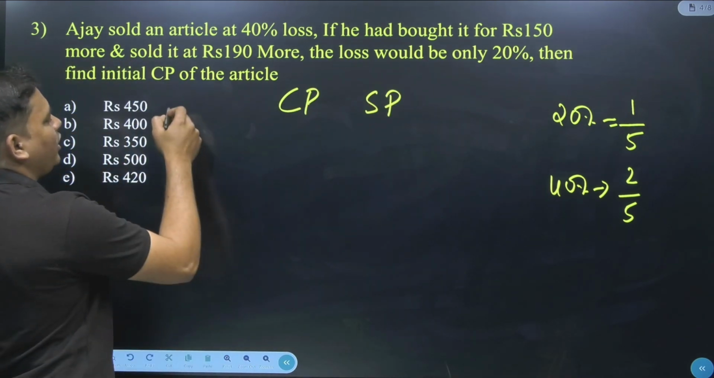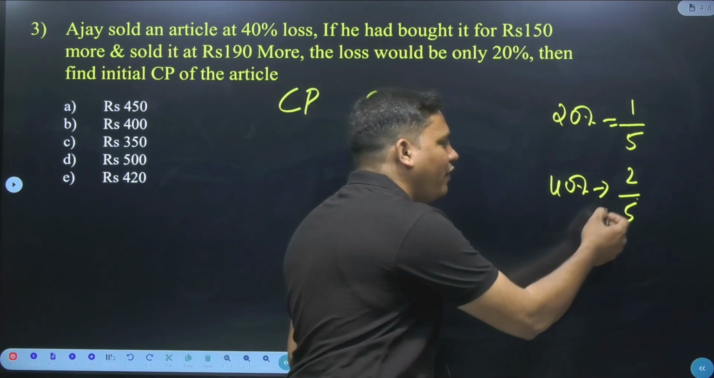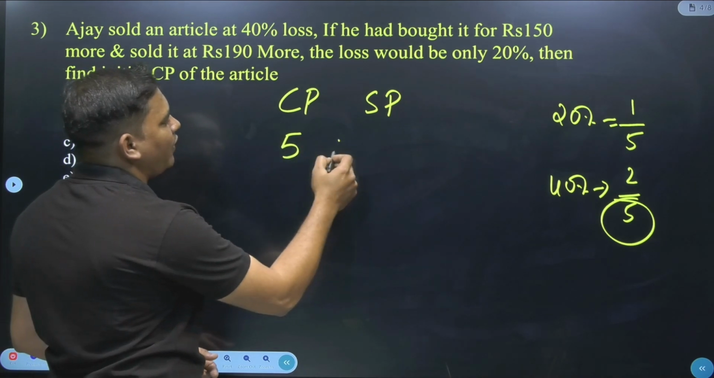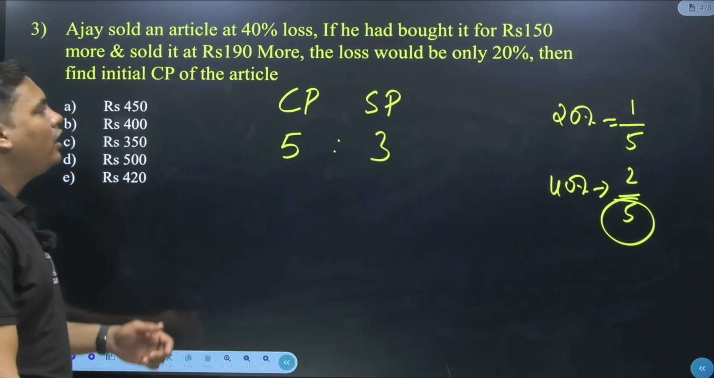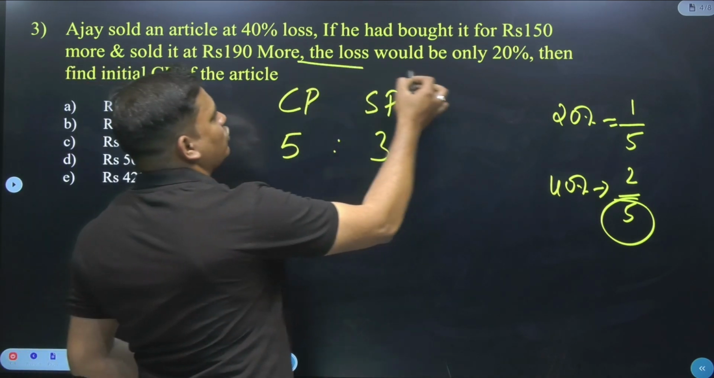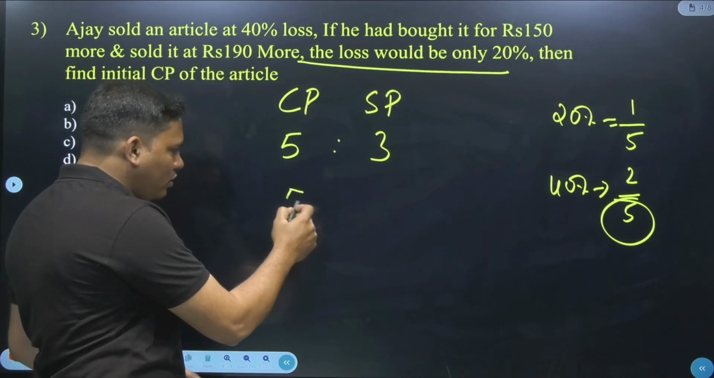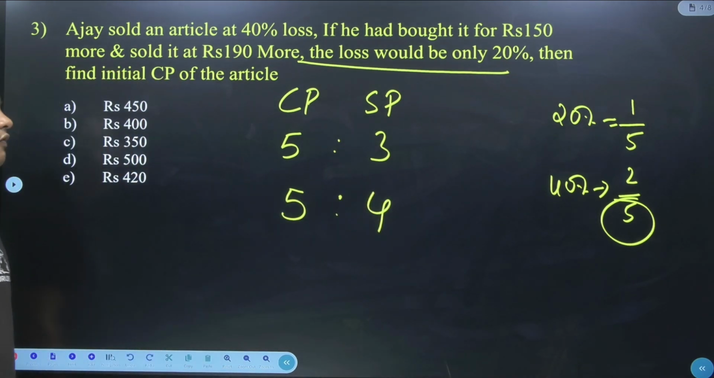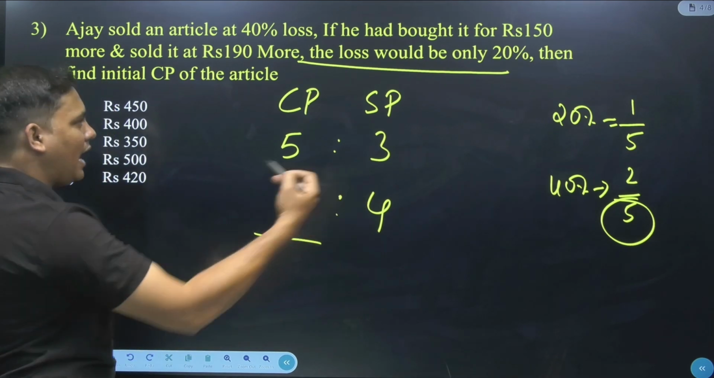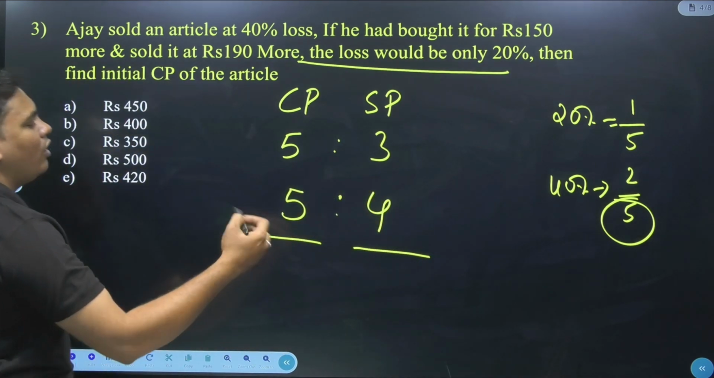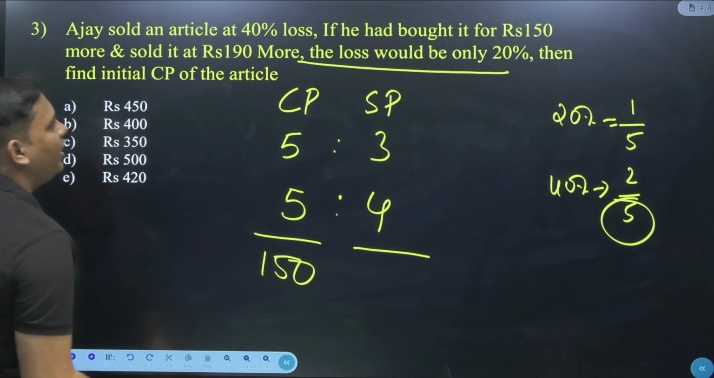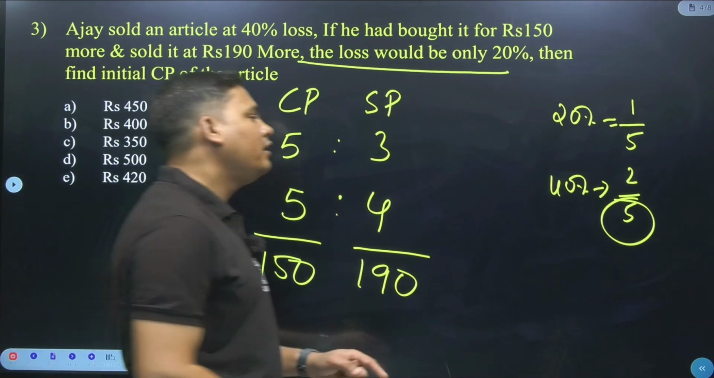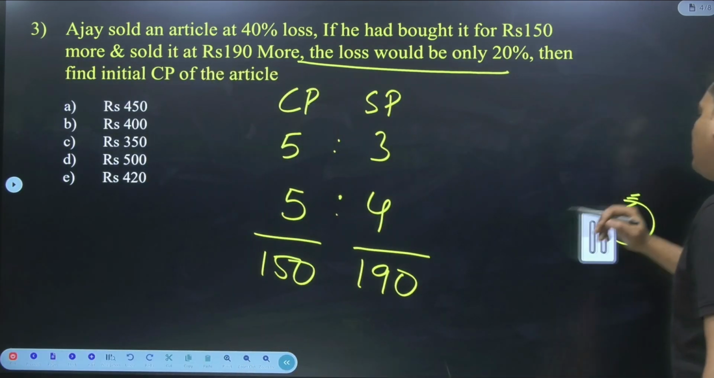First there was a 40% loss. 40% loss means if 5 was the cost price, 2 rupees loss was there, so the ratio would have been 5 to 3. Now the next is, if he sold at 20% loss, it means if 5 was the cost price, 1 rupee is the loss, and the ratio of cost price and selling price was 5:4. For cost price 150 has been added, and for selling price 190 has been added. So both are additions. That means both the signs are the same. I should take the difference now.